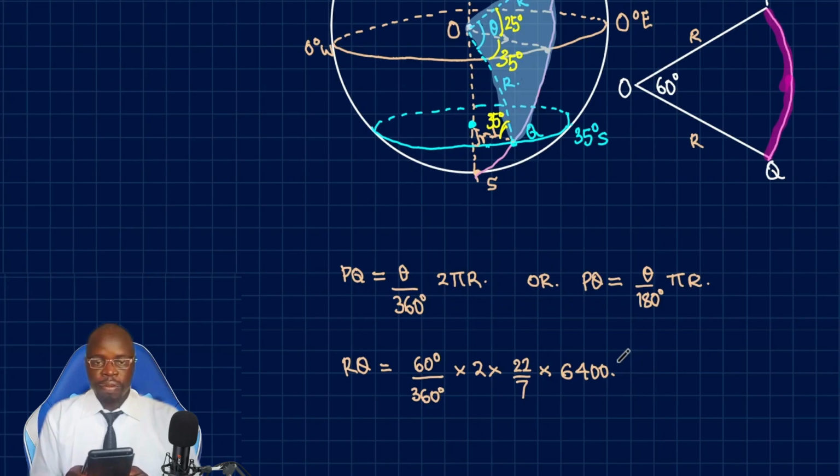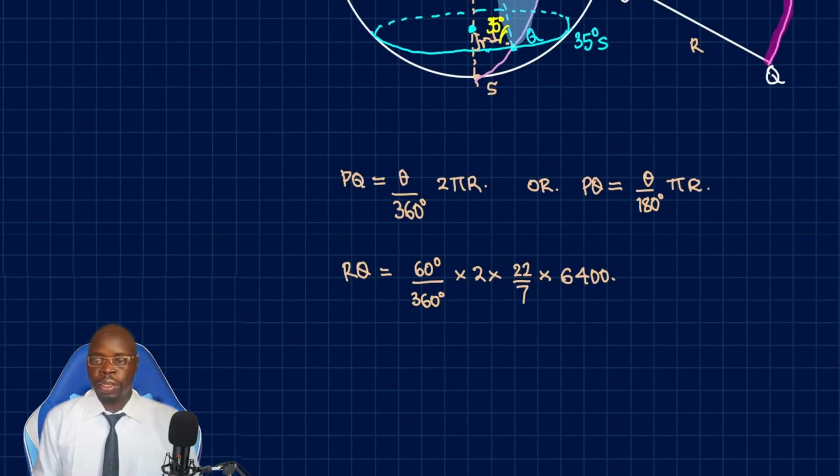Now we can get our calculator and enter everything to see what we will get from here. So let's have 60 over 360 multiplied by 2, also multiplied by 22 over 7, multiplied by 6,400. And this one gives us 6,704.6. So we first write the accurate results here, and we estimate it to 3 significant figures.